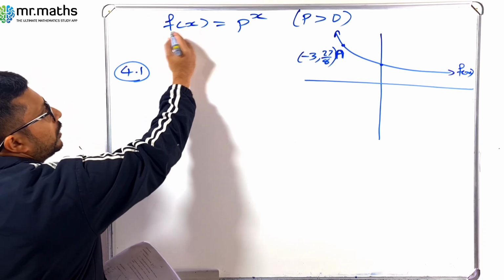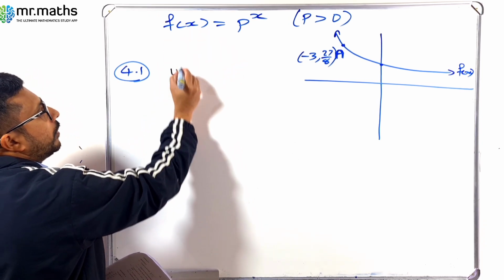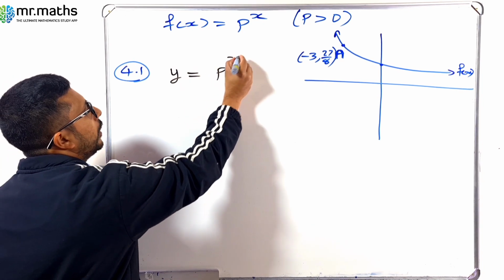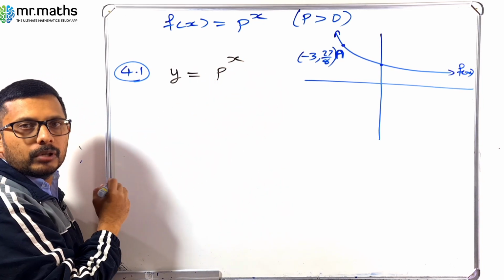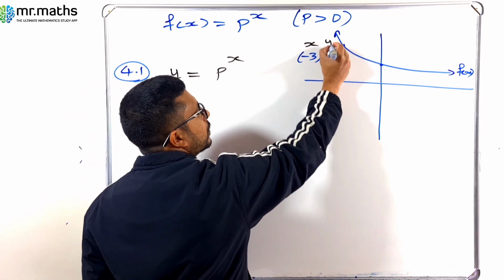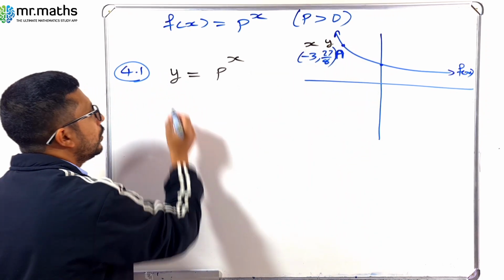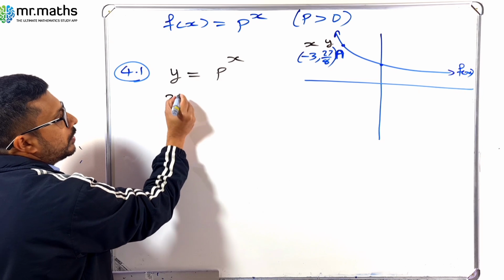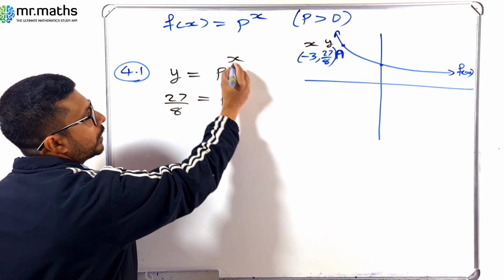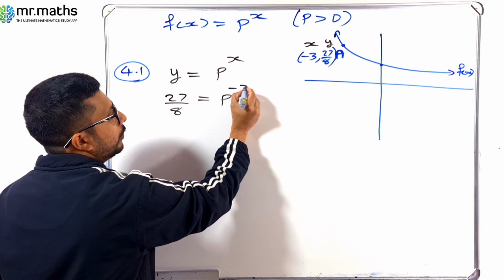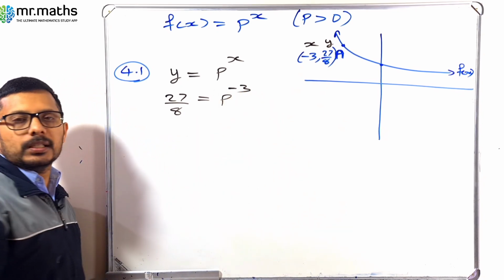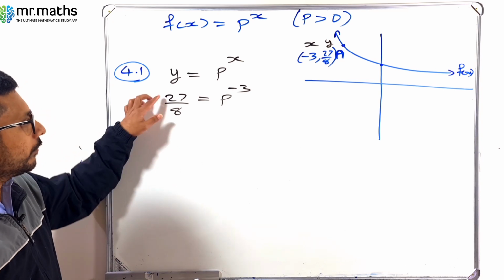So let's write the equation once more. f of x is the same as y. So y is equal to p raised to x. Now what you have to do? You have to substitute the value of x as minus 3 and y as 27 over 8. So 27 over 8 is equal to p raised to x. What is the value of x? Minus 3. Okay, so p raised to minus 3 is equal to 27 over 8.